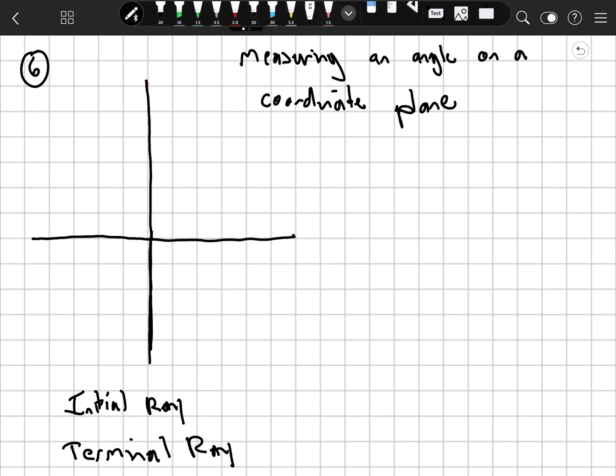As you recall, an angle has two rays and a vertex. We're going to put the vertex right there at the origin. And the first ray we're going to put going along the x-axis here, and we call this the initial ray. And then from there we can do a terminal ray, and if it was halfway to the next quadrant, you'd have half of 90 degrees, which is 45 degrees there.